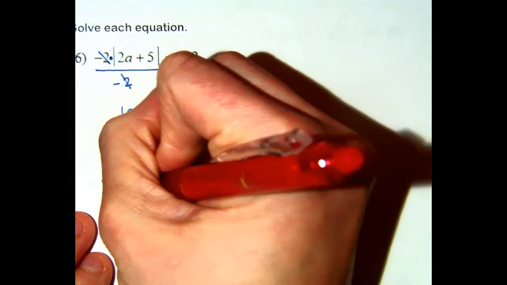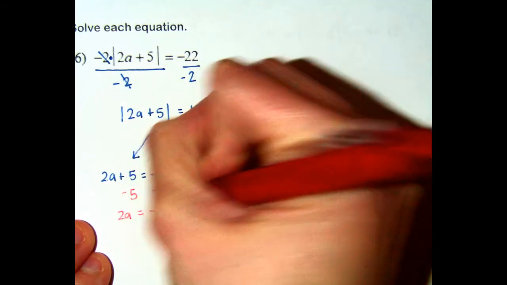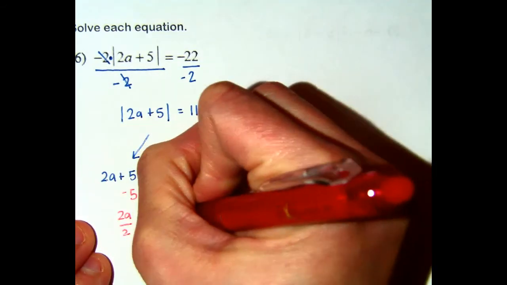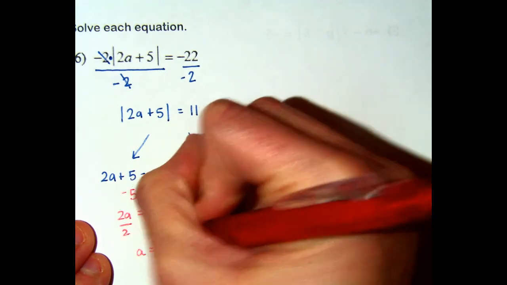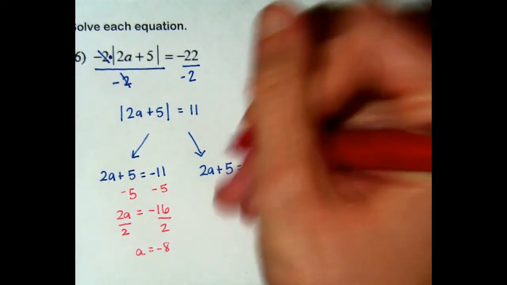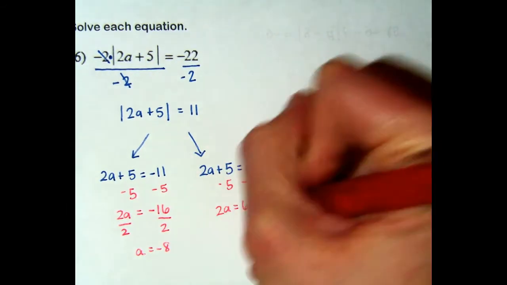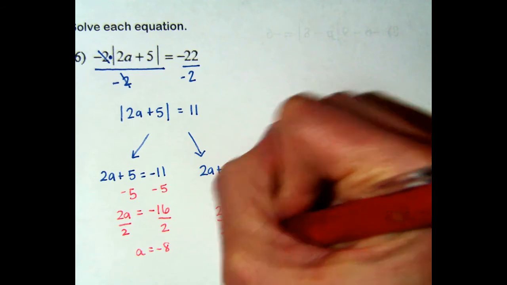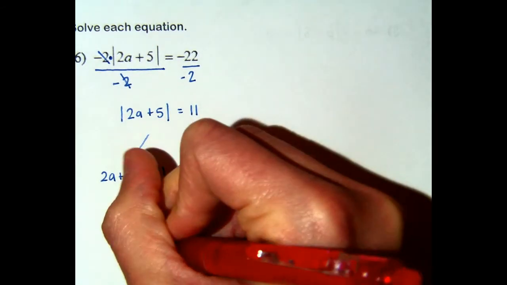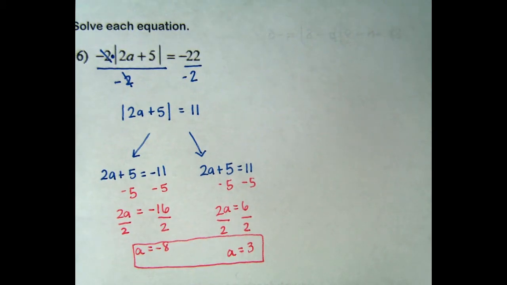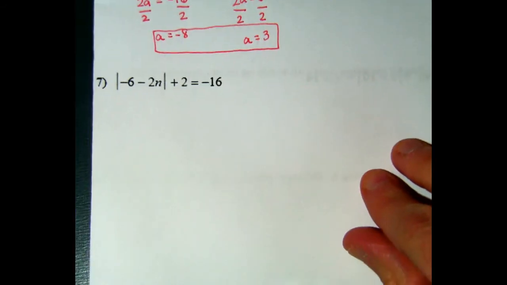Subtract 5. 2a equals negative 16. A equals negative 8 is one of our answers. Subtract 5. 2a equals 6. Divide by 2. A equals 3. Here are my two solutions. Go ahead and start number 7. Pause the video if you need to.